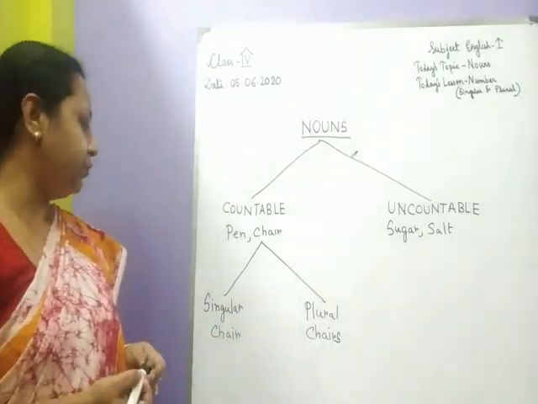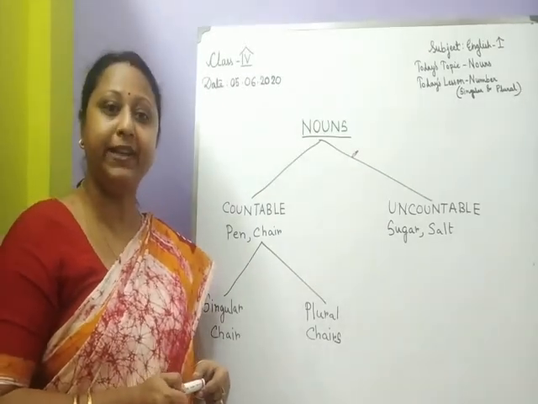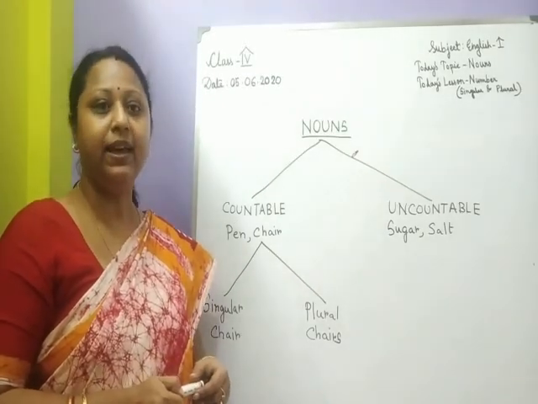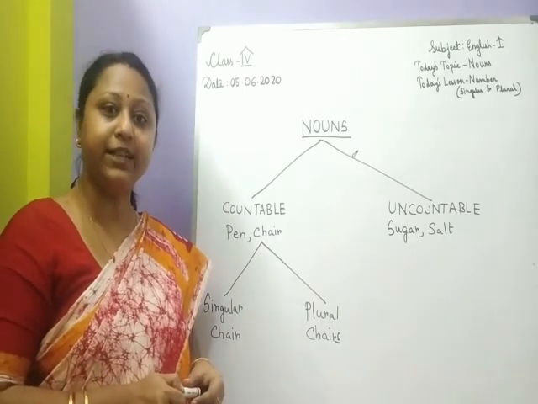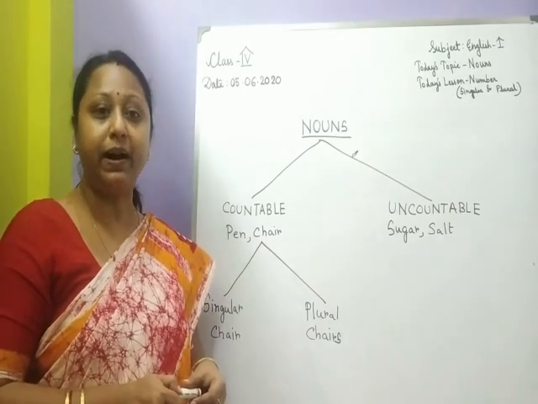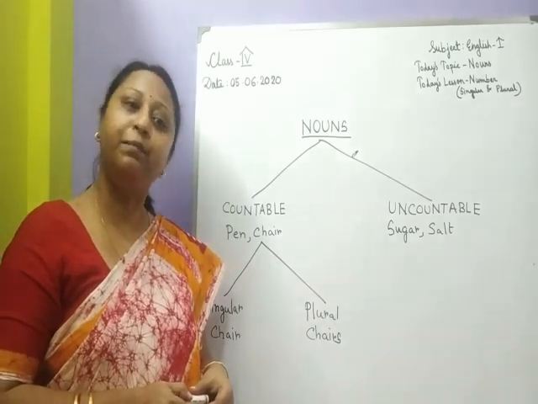So, a noun that stands for one person, animal, place or thing is said to be in the singular number. And a noun that stands for more than one person, place, animal or thing is said to be in the plural number.